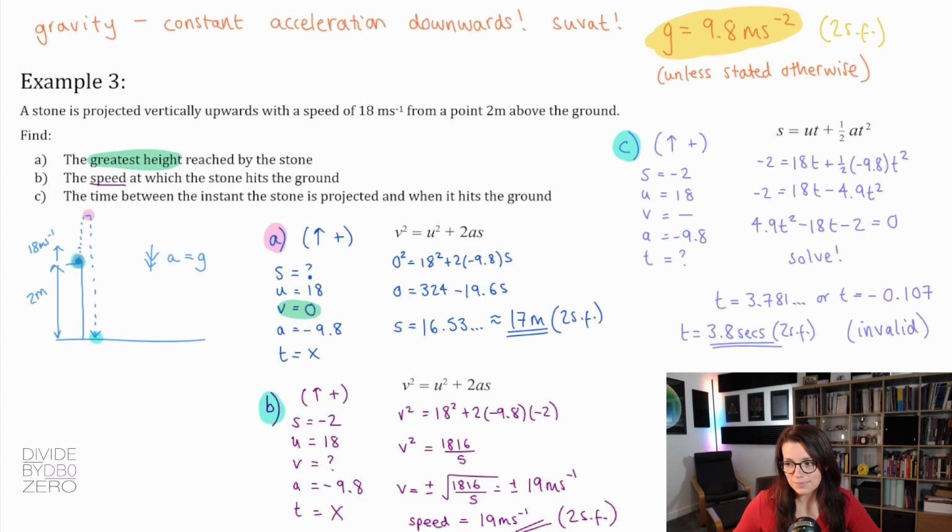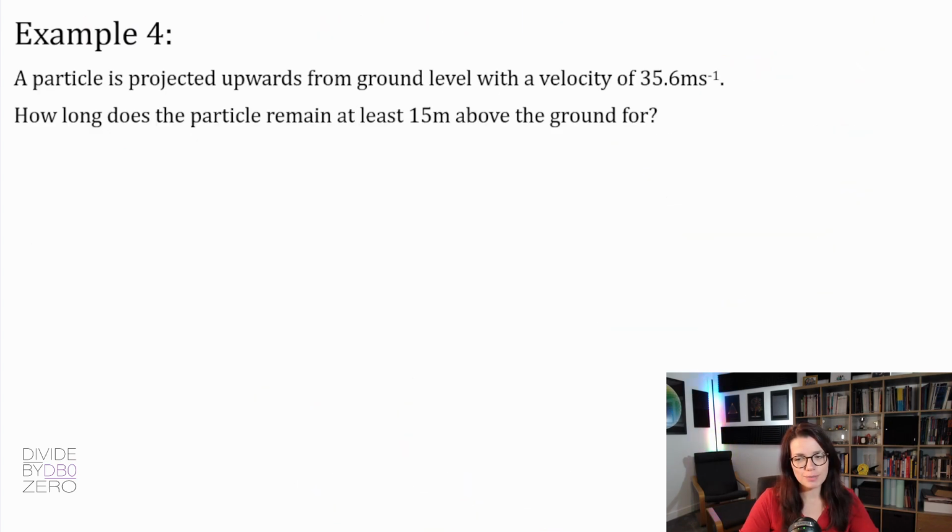Last example. A particle is projected upwards from ground level with a velocity of 35.6 meters per second. How long does the particle remain at least 15 meters above the ground for? Once again, this question involves gravity, so we are going to use suvat. And remember, we use G equals 9.8 meters per second squared, unless stated otherwise.